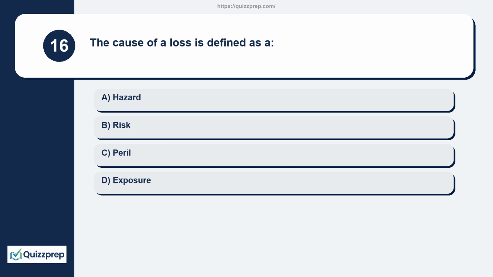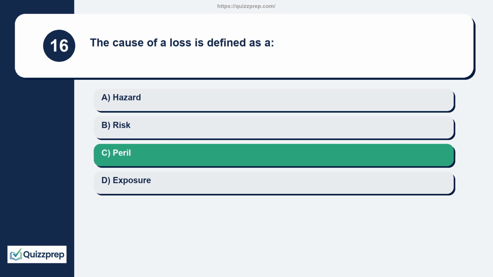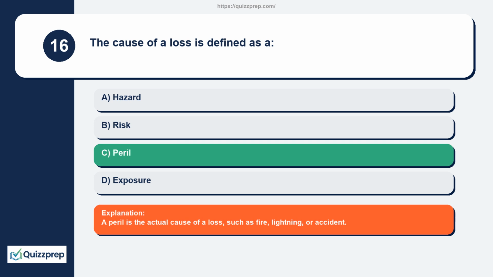Question 16. The cause of a loss is defined as a hazard, risk, peril, exposure. A peril is the actual cause of a loss, such as fire, lightning, or accident.